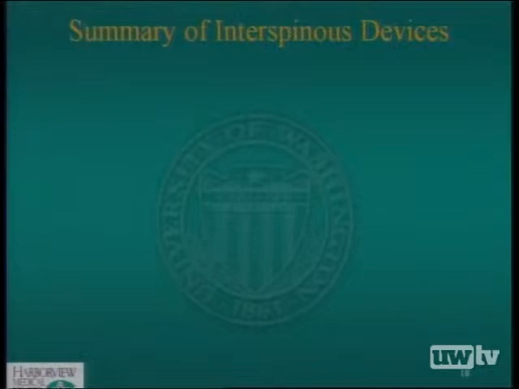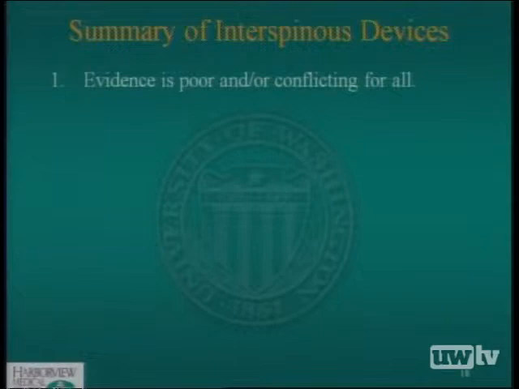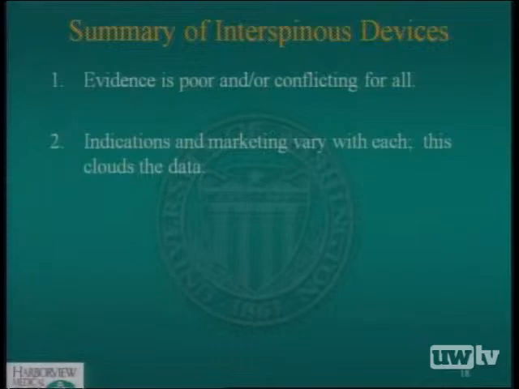So if we look in summary at the interspinous devices, the evidence is poor or conflicting for all of the devices. There really is nothing out there that gives us anything to work from. Indications and marketing vary with each. I think this clouds the data because when you're trying to interpret what they were really trying to solve with this, it's variable, and oftentimes they mix back pain with stenosis, with spondylolisthesis all in one study.